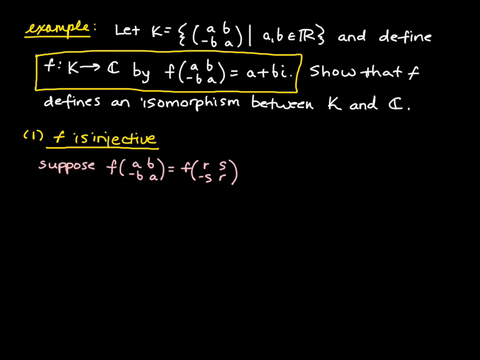So we've taken two matrices that are in our set K, and we're assuming that the images of these matrices are equal. We want to show that this implies that the matrices themselves are equal. By the definition of our map, we can write out what happens when we put these matrices into this function. The first statement is the same thing as A plus BI, and the second is equivalent to R plus SI. By the definition of what it means to be a complex number, two complex numbers are equal if their real and imaginary parts are equal. So A is equal to R and B is equal to S.